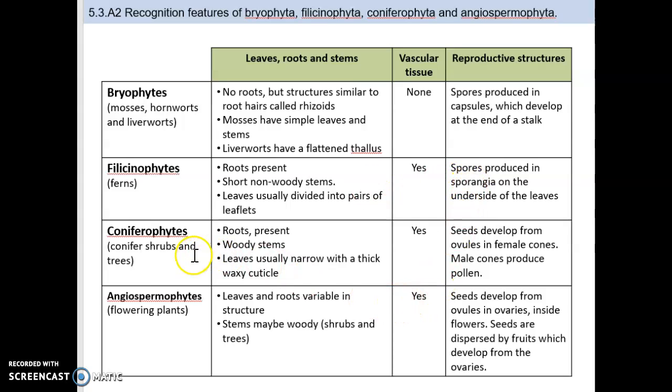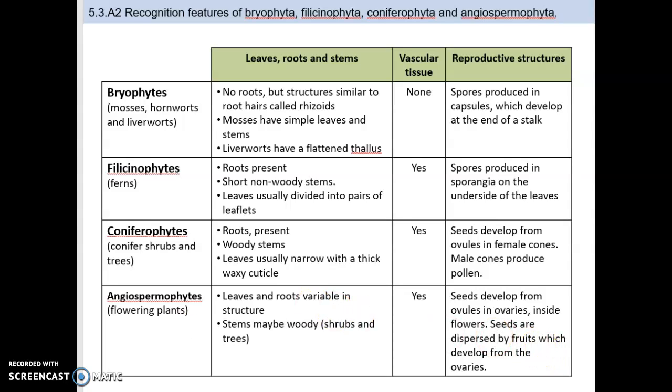Then you've got your conifers, which have roots. They've got woody stems. Leaves are usually narrow, so this is going to be like your pine trees and things. And they produce seeds, the cones, and they have vascular tissues. And then you have your angiosperms, which are your flowering plants, which are probably your more traditional ones you think of with a plant. And they have leaves and roots, which vary in structure, and they have stems, which can be woody, like shrubs and trees. So not all trees are going to be conifers. Some of them are going to be fitting into here, and they produce seeds as well.